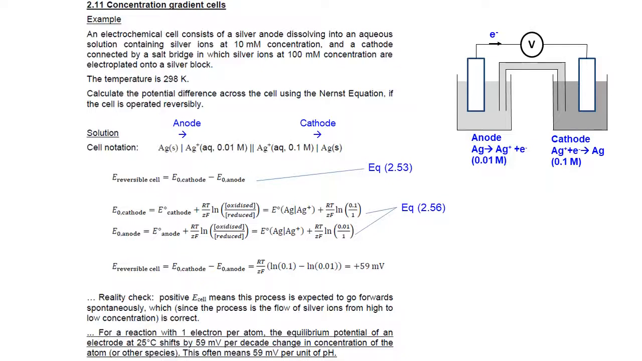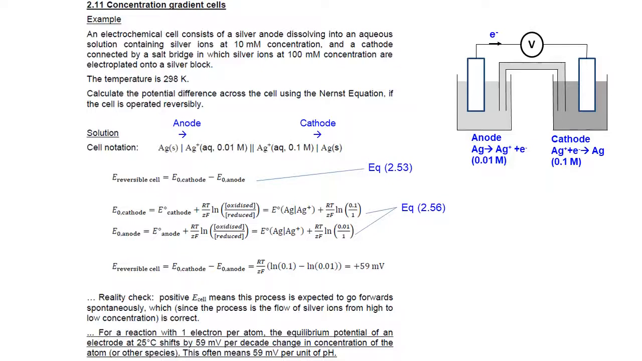And the cathode of this process is connected by a salt bridge to silver ions at a higher concentration of 100 millimolar, which are said to be electroplating onto another piece of silver. We're told the temperature is 298 kelvins, which we do need to know, because the question is to calculate the reversible cell potential difference using the Nernst equation.